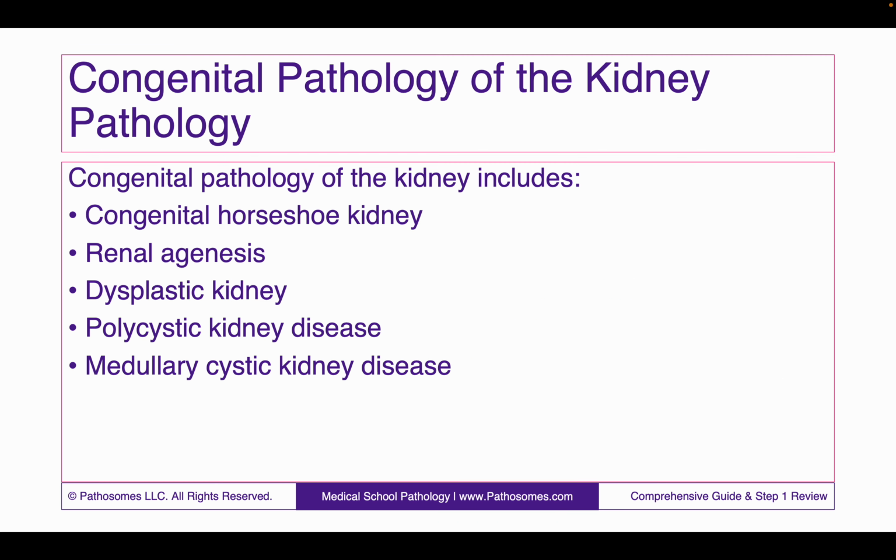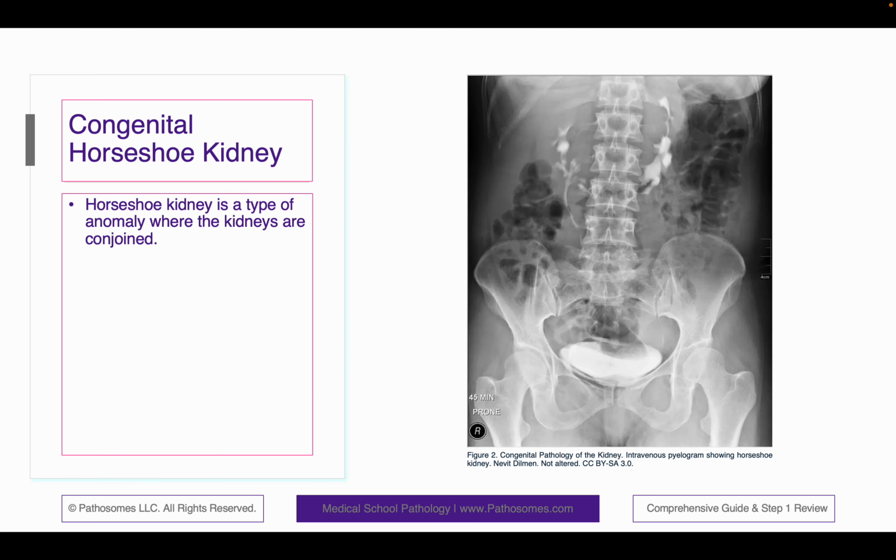In this section, there are key concepts that you must be familiar with. Because congenital pathology of the kidneys that's going to show up include congenital horseshoe kidney, renal agenesis, dysplastic kidney, polycystic kidney disease for sure, and medullary cystic kidney disease. So let's talk about this horseshoe kidney.